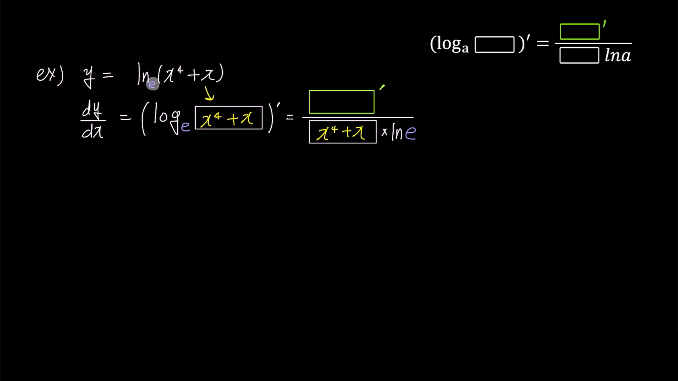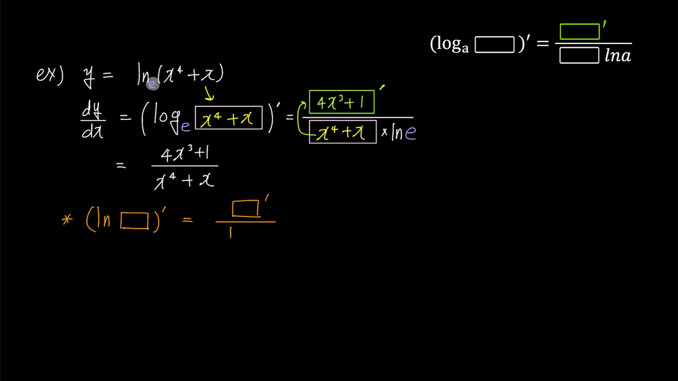Now, differentiating x to the power 4 plus x gives us 4x cubed plus 1, which we'll place in the green box prime. Since ln e equals 1, the answer simplifies to 4x to the power 3 plus 1 over x to the power 4 plus x. We have just solved a problem involving the natural logarithm, and we can conclude that the derivative of ln box is box prime over box.